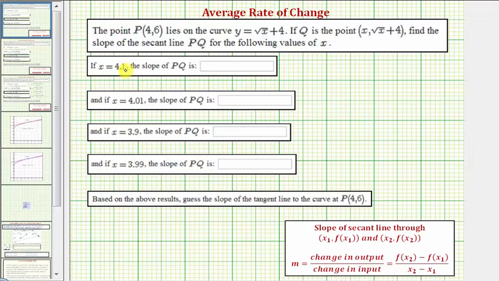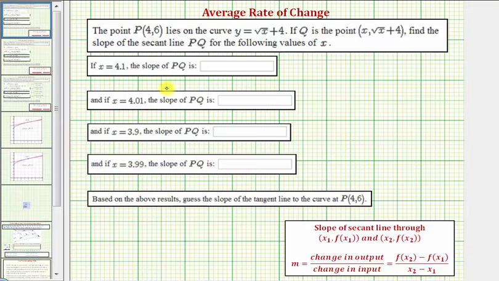Here we have x equals 4.1, then x equals 4.01. Notice how these two x values are greater than 4, but they're approaching the x value of 4. And then we have x equals 3.9, and then x equals 3.99. Notice how these two x values are also approaching 4, but from values that are less than 4.